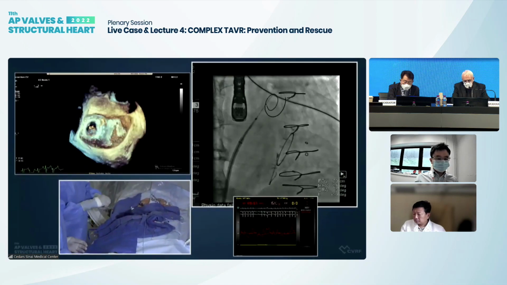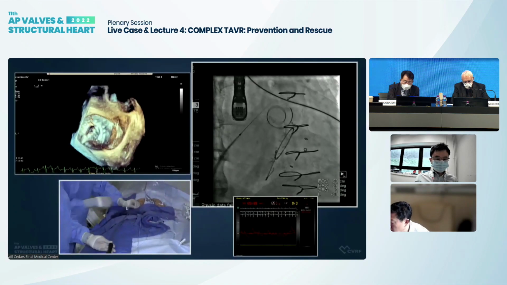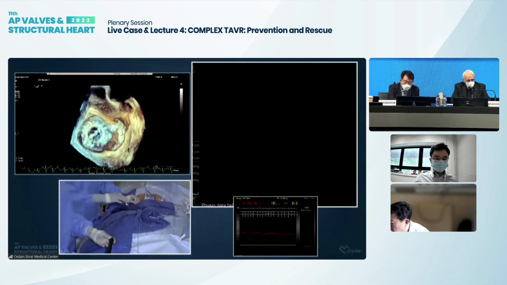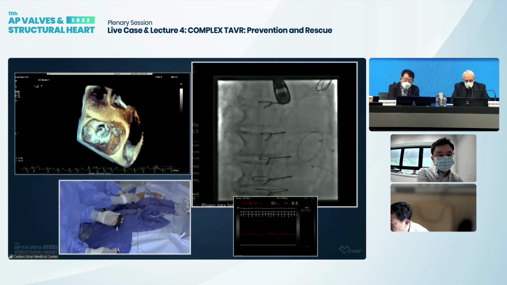One thing is for sure, we have no controversy about what type of valve to use here, right? No. It's balloon expandable.